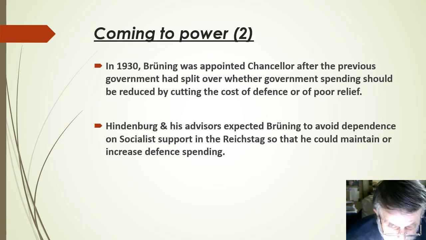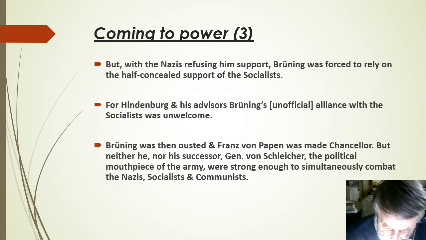So, in 1930, Brüning was appointed Chancellor after the previous government had split over whether government spending should be reduced by cutting the cost of defense or of cutting the cost of poor relief. Hindenburg and his advisors expected Brüning to avoid dependence on the Socialist Party in the Reichstag so that he could maintain or increase defense spending. But the realities of party politics in the Reichstag meant that without Nazi support, Brüning was forced to rely on the concealed or half-concealed support of the socialists.